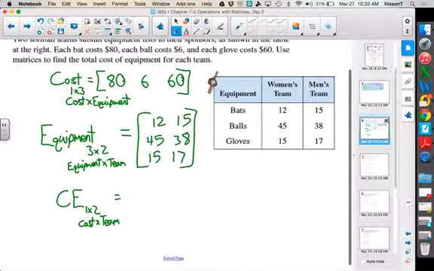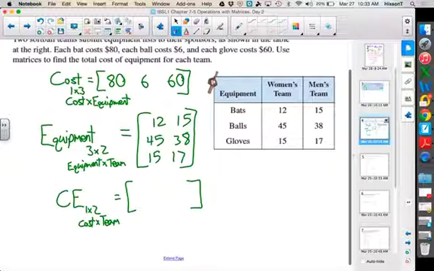So when we get this 1 by 2 matrix, the 2 numbers in it are going to represent how much money it's going to cost to get all the women's team's equipment and how much money it's going to cost to get all of the men's equipment. Alright, so we can then figure that out. We're going to have to do 80 times 12 plus 6 times 45 plus 60 times 15.